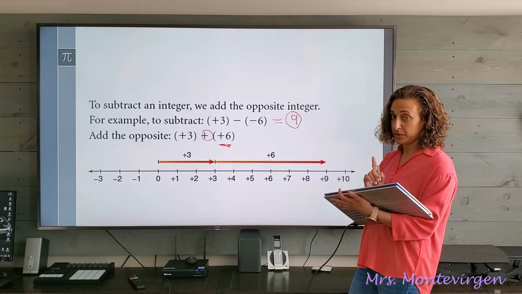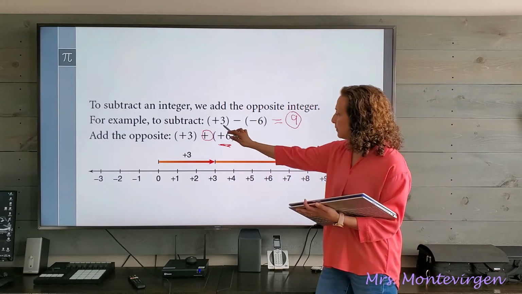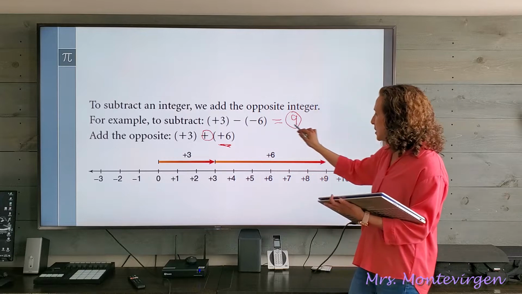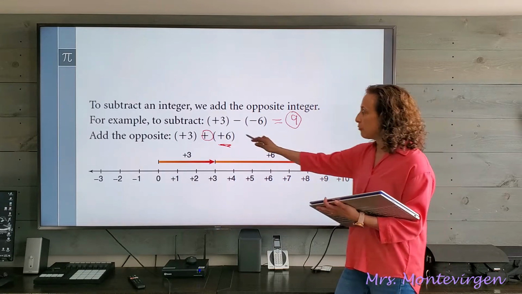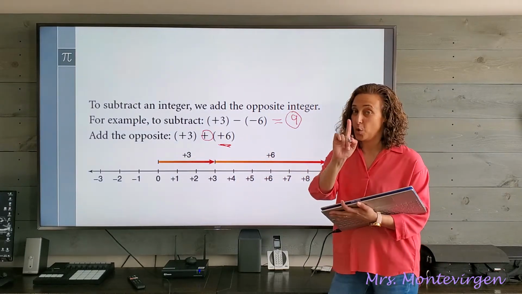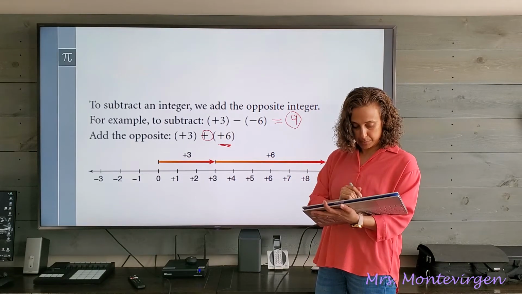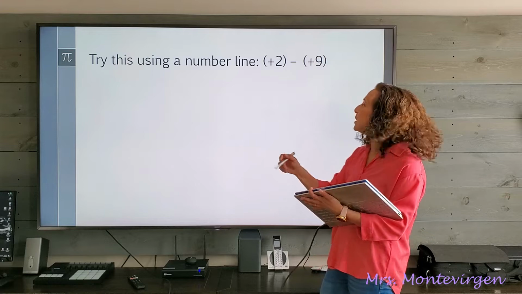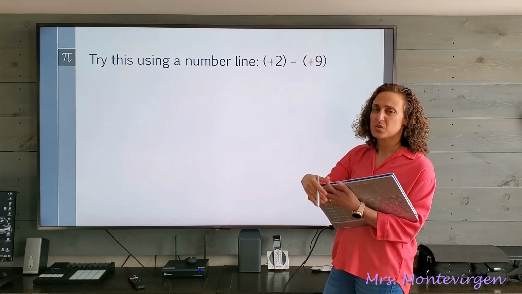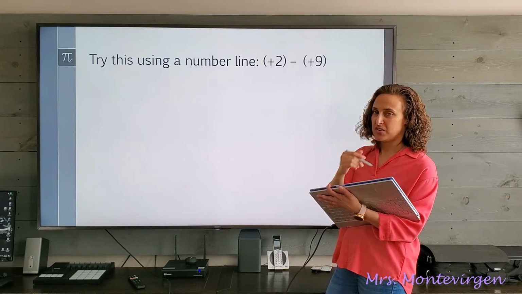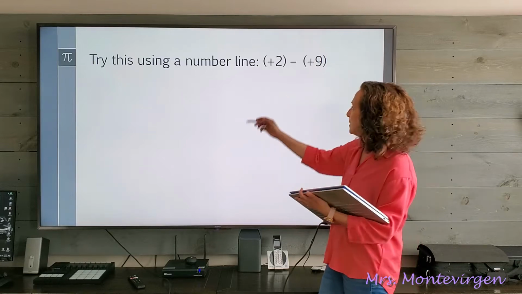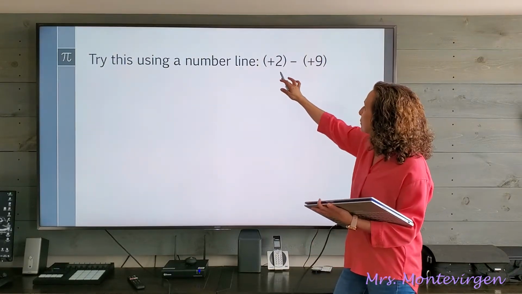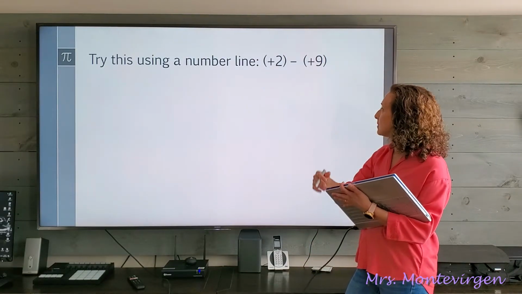Remember I told you didn't have to put the positive sign? So positive 3 take away negative 6 equals positive 9. And remember this little step. It's a quick shortcut, but it's really incredibly handy. Now, your turn. I want you to pause the video here and I want you to try this one out. Remembering what I just said, you're adding the opposite. So for this one, positive 2, take away positive 9.